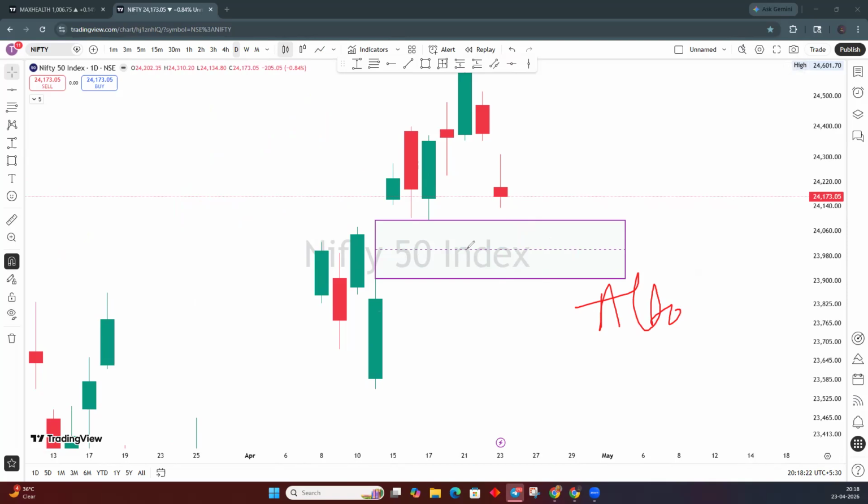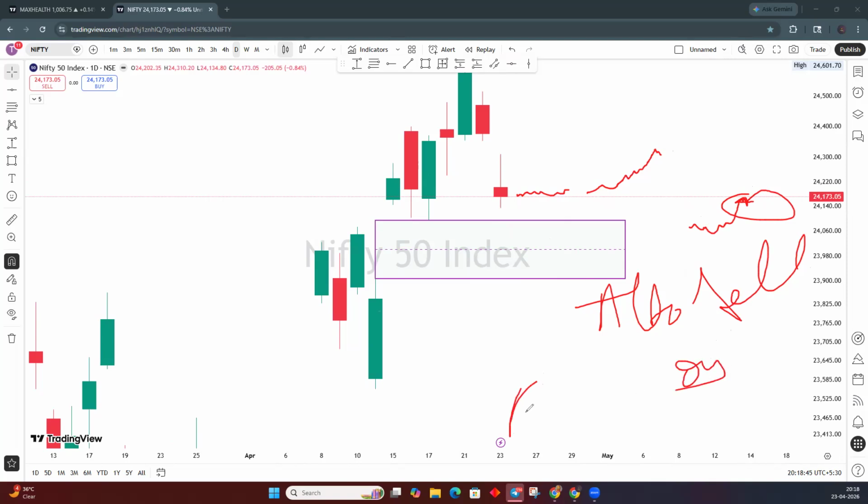Now let's see what our view and plan should be for tomorrow. Tomorrow's plan is this: if the market opens flat and you get any rise in the first 5-10 minutes, you should sell at this rise. That is the sell on rise view in Nifty for tomorrow.